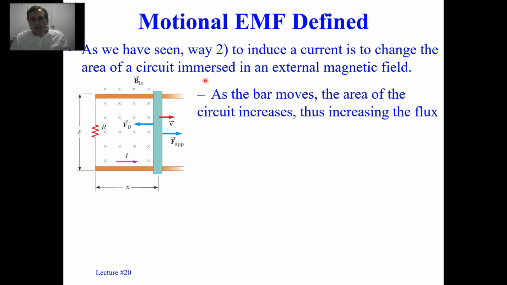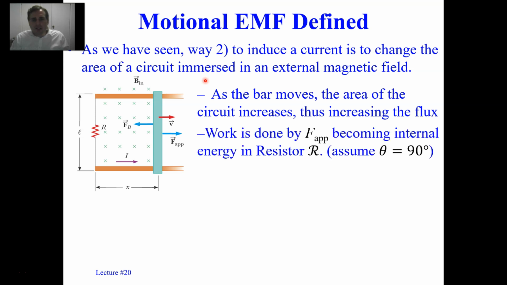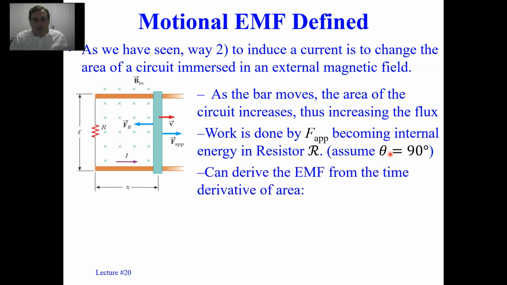But as the bar moves, the area of the circuit increases, thus increasing the flux. Work is done by the applied force, and that becomes internal energy dissipated in the resistor R. And let's assume that the angle between the magnetic field and the velocity is exactly 90 degrees. So you can derive the EMF from the time derivative of the area. This is actually pretty easy to do.